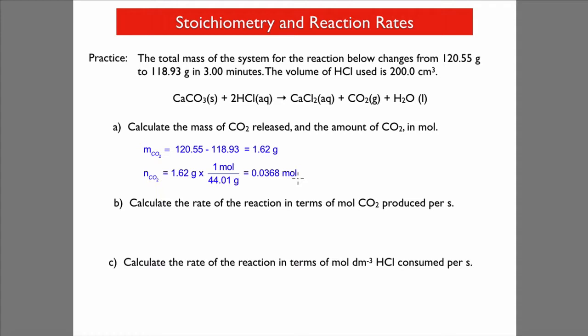Next, we're going to calculate the rate of the reaction in terms of moles of carbon dioxide produced per second. Well, we know that we have 3 minutes, so we know that it's 180 seconds. We want moles per second, so moles will go on the top, seconds will go on the bottom to give us our answer in moles per second.